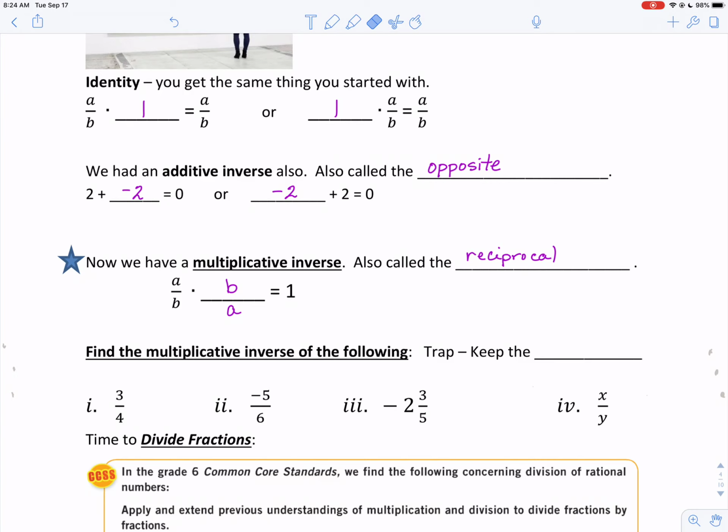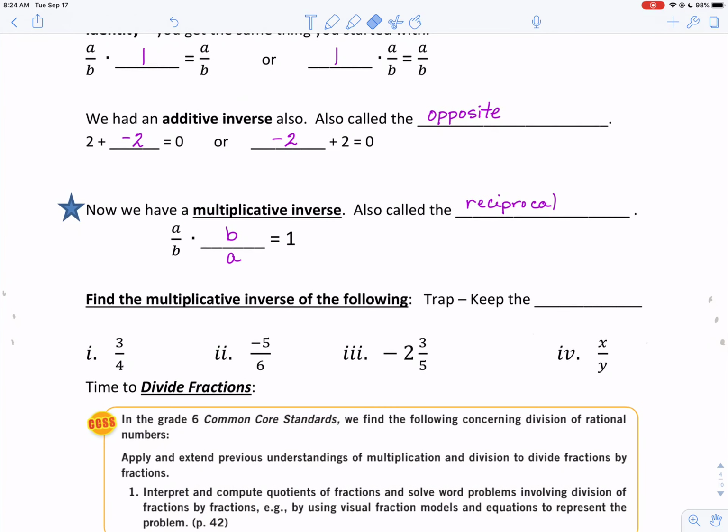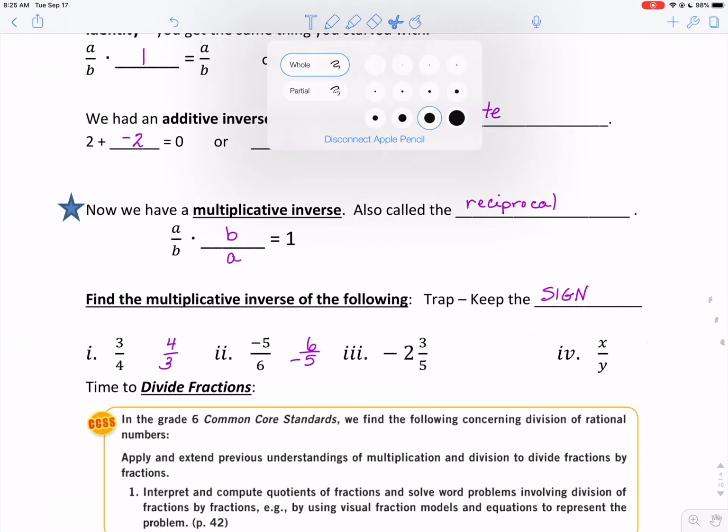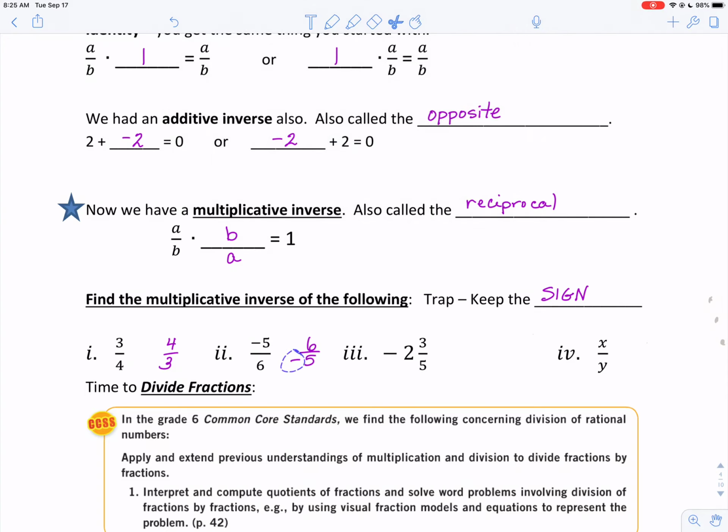So to find the multiplicative inverse of the following ones, you need to keep in mind that there's a trap. You're always going to keep your sign. So the multiplicative inverse of 3/4 is just 4/3. The multiplicative inverse of negative 5/6 is negative 6/5. And a lot of students will forget that negative right there. They will try and do the inverse and the opposite at the same time. So make sure that they always keep the sign.